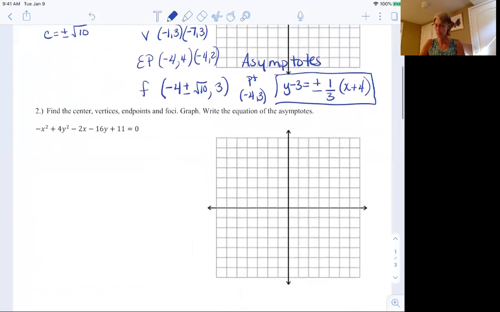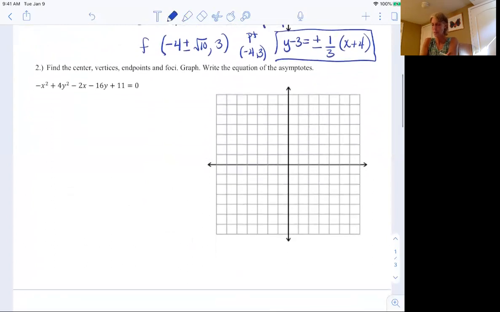In our next example, we're going to find the center, vertices, endpoints, and foci. We want to graph. We want to write the equation of the asymptotes. Same steps. Except now when I go to look at my equation, it's in general form. So I need to complete the square. And if we remember from yesterday, when we completed the square with the ellipse, we can only complete the square if there's a 1 in front of the x squared or the y squared. So this time we're going to have to be really careful with that negative sign.